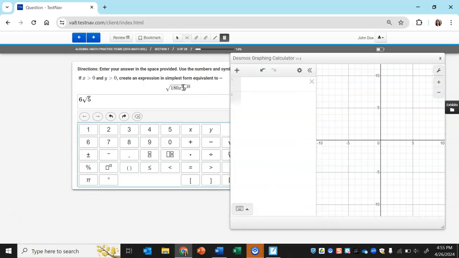X to the 9th power. So we're trying to take off as many squares as possible. So basically we're taking out as many 2's as possible.